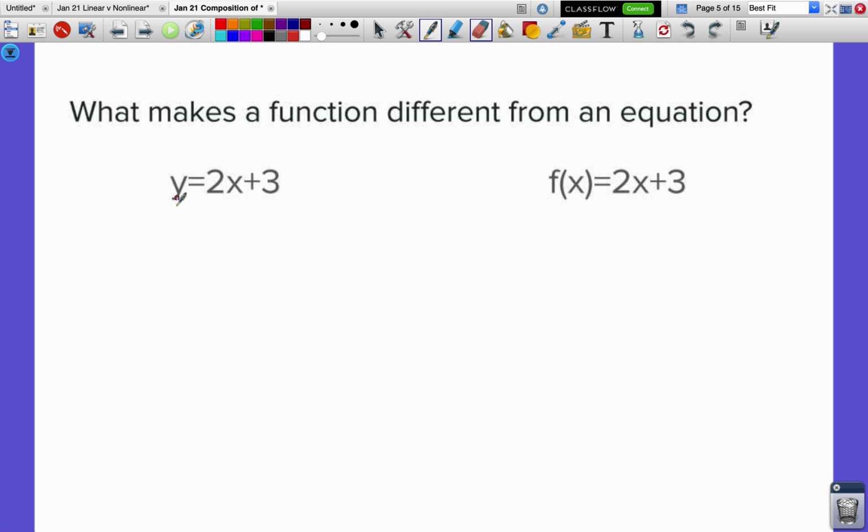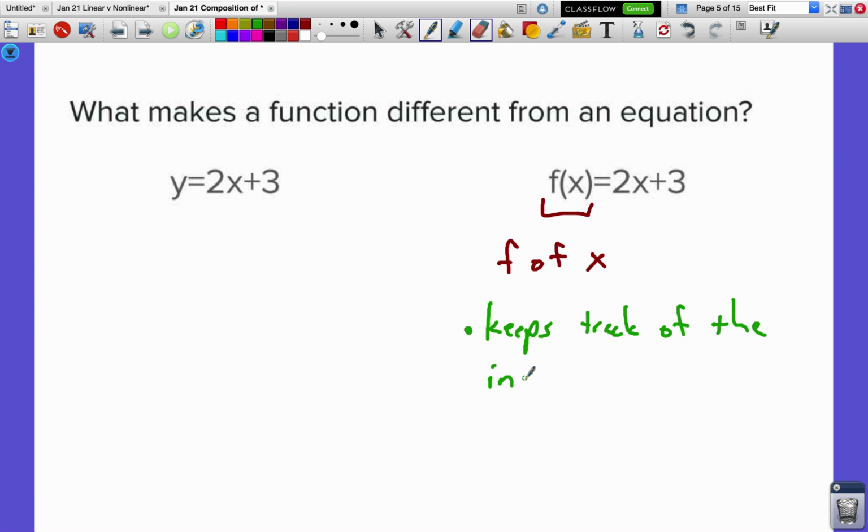Well, here we have an equation with a y equals. Here I have a function, and we say this as f of x. And the strength here is that we keep track of the input. So if I plug in a value for x, it'll come in here and here. Over here, if I plug in a number for x, it'll get multiplied by the 2 and then added to 3, and the value of x will disappear. It will just meld into this 2 and this 3. So keeping track of the input is a big feature of function notation.